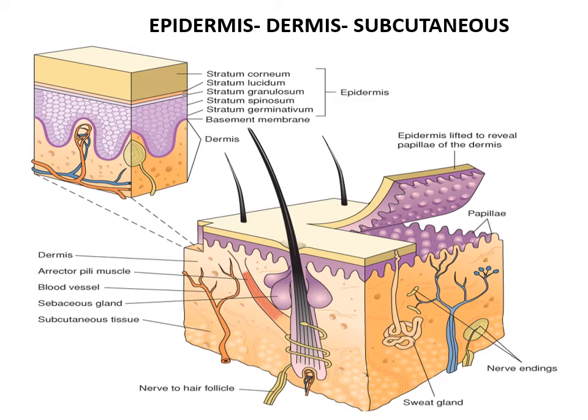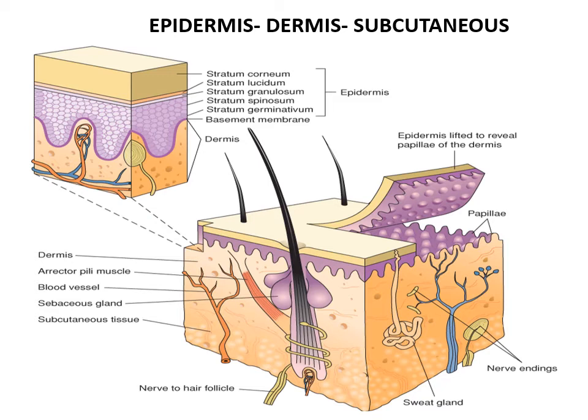There's an erector pili muscle, which allows each individual hair to stand on end, right? Which is what we call goosebumps. The hair follicles have sebaceous glands that can secrete sebum into the hair follicle for lubrication. There's eccrine sweat glands that go directly to the surface of the skin all over the body for thermal regulation.